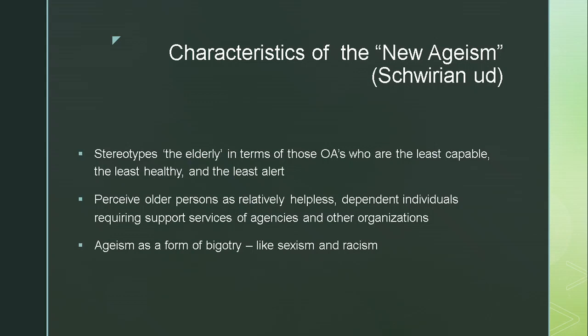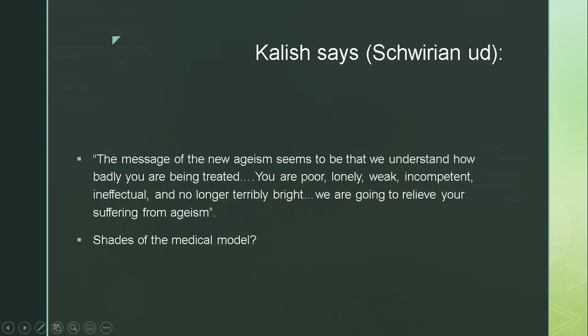And ageism is a form of bigotry, like sexism, like racism, but we don't view it in society necessarily the same way. But it is the same in terms of that form of bigotry. So the message of New Ageism seems to be that we understand how badly you are being treated. You are poor, lonely, weak, incompetent, ineffectual, and no longer terribly bright. And we are going to relieve your suffering from ageism.